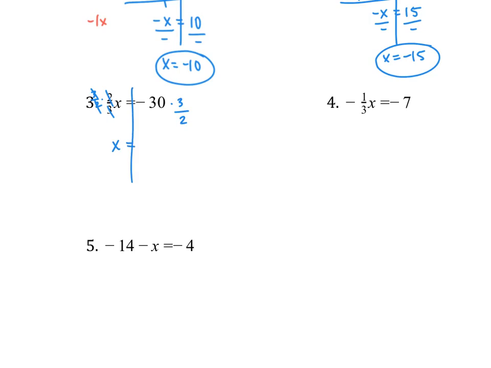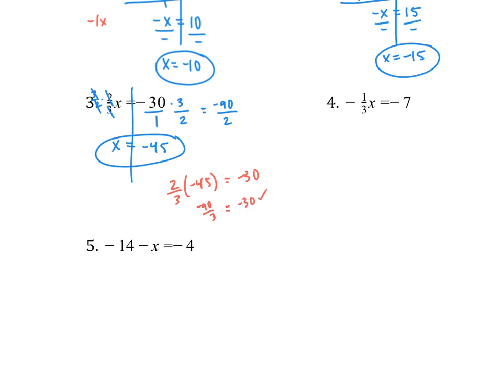And now on the right-hand side, negative 30 times 3/2, that's really like negative 30 over 1. And if I multiply fractions straight across, I get negative 30 times 3 is negative 90. 1 times 2 is 2, and negative 90 over 2 simplifies to negative 45. And then I can check my work here. Is 2/3 times negative 45 equal to negative 30? Well, yes. 2 times negative 45 is negative 90. Negative 90 divided by 3 does equal negative 30, so I know that I'm right.